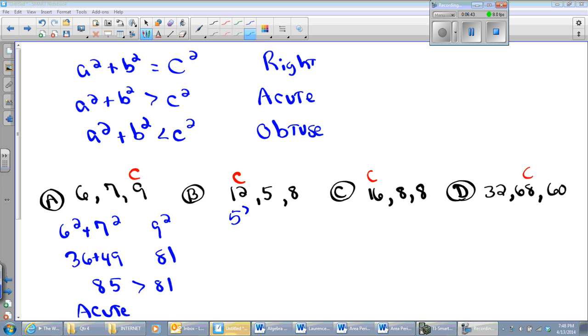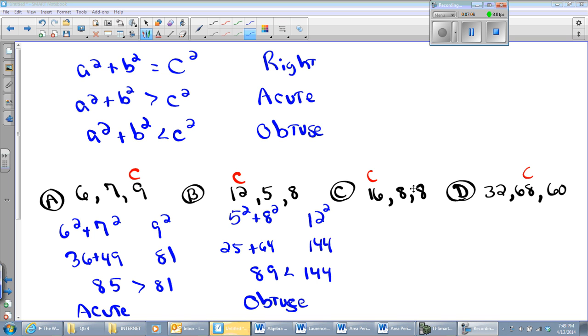Okay, we're going to go 5 squared plus 8 squared. And we're going to have 12 squared over here. 12 squared is gross. And then I'll have 25 plus 64, which is going to be 89. 144. 89 is less than 144, and that is going to make it an obtuse triangle.